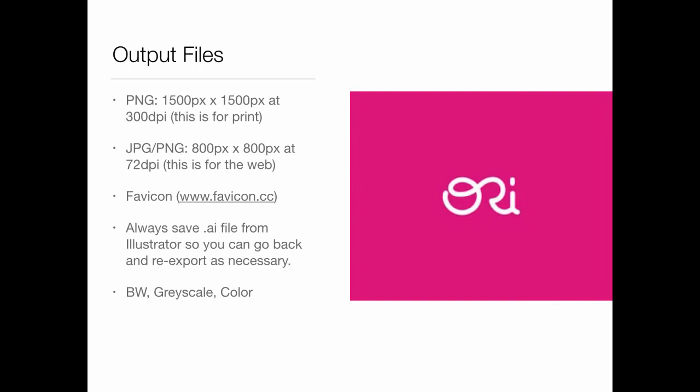When we get to the actual output sizes, right, we're looking at a PNG that's 1500 by 1500, 300 DPI. This is kind of your print quality. You can always scale down from that, but this is kind of the base level. If you're going to do web logos, 800 by 800 at 72 is kind of the standard. Again, you're going to scale down from that, but you want to create these standard pieces.